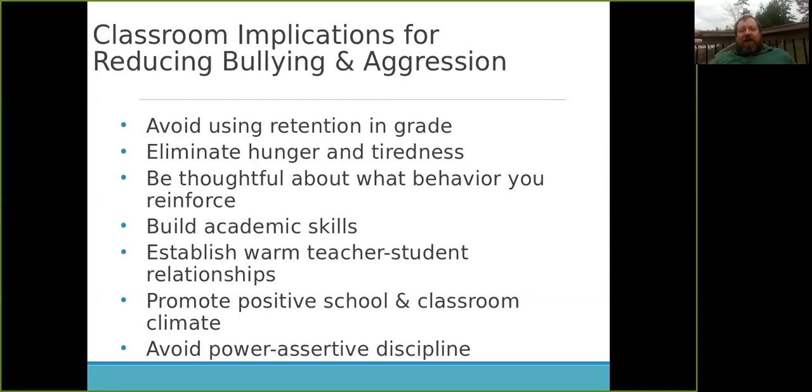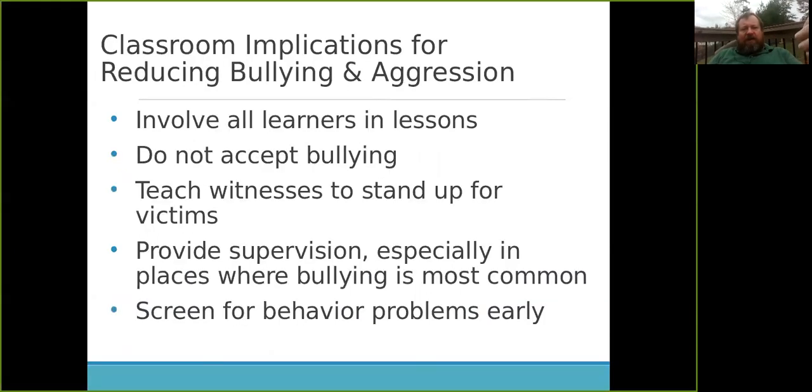We have to be thoughtful about what behaviors we reinforce, build on other skills, give children a warm and secure relationship with the teachers and the other adults, promote a positive climate in the school and classroom, and avoid that authoritarian, power assertive kind of discipline because it can be a model for more bullying behavior. So not accepting bullying, involving all the learners, teaching witnesses to stand up for the victims, screening for behavior problems early, and providing supervision, especially in places like outside that are often less supervised.